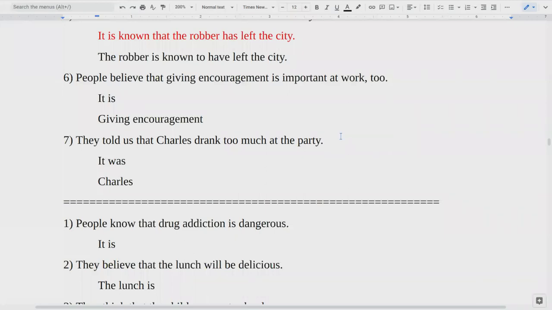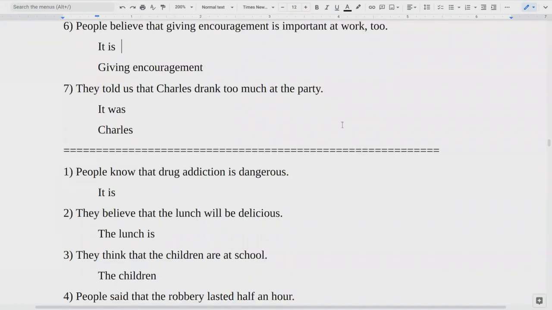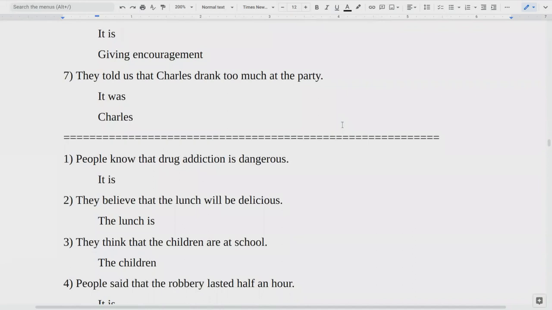It was told us that Charles drank too much at the party. Charles was told... өнгөрсөн цагийг яаж өөрчиллээ? To have drunk too much.